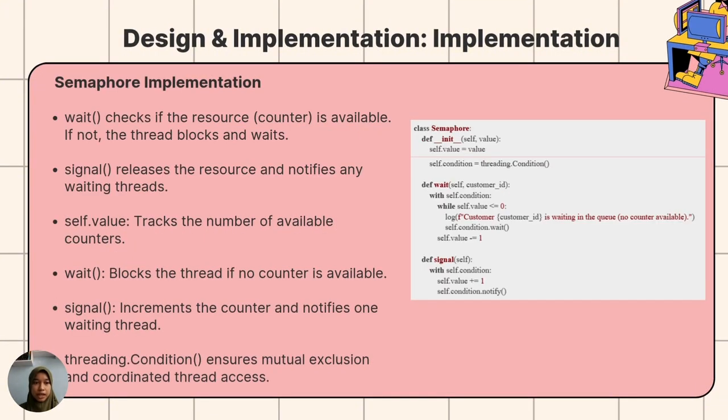Next is implementation. A wait function will check if the resource counter is available. If not, the thread blocks and waits. A signal function releases the resource and notifies any waiting threads. Self.value will track the number of available counters. Wait function will block the thread if no counter is available, and then signal function will increment the counter and notify one waiting thread. The threading.Condition ensures mutual exclusion and coordinated thread access.